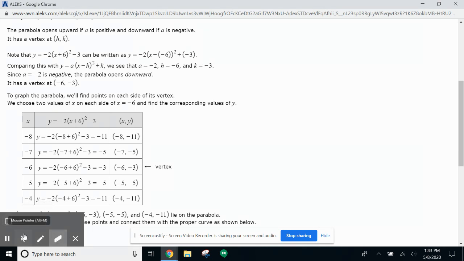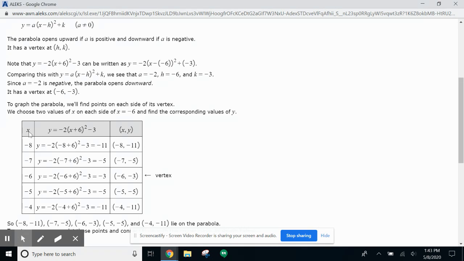Let's see if I can erase those. Yes. So they have a table here. And what this table is, it has x values, it has our equation, our parabola, and then the xy ordered pair. So if I plug in any x values I want, I should get the y value that comes out. Where our vertex is, if I plug in the x value -6, I should get -3. If I plug in -6 into our equation, it simplifies to -3. And they notated that because this is the vertex right here, -6, -3.